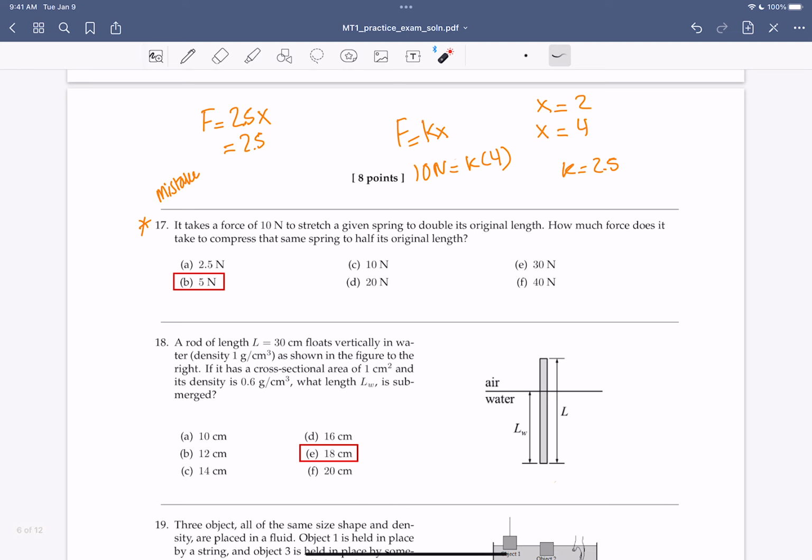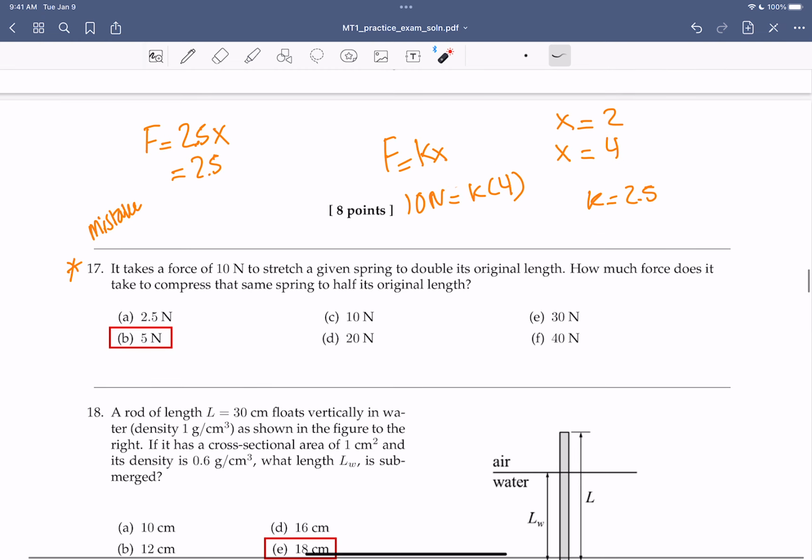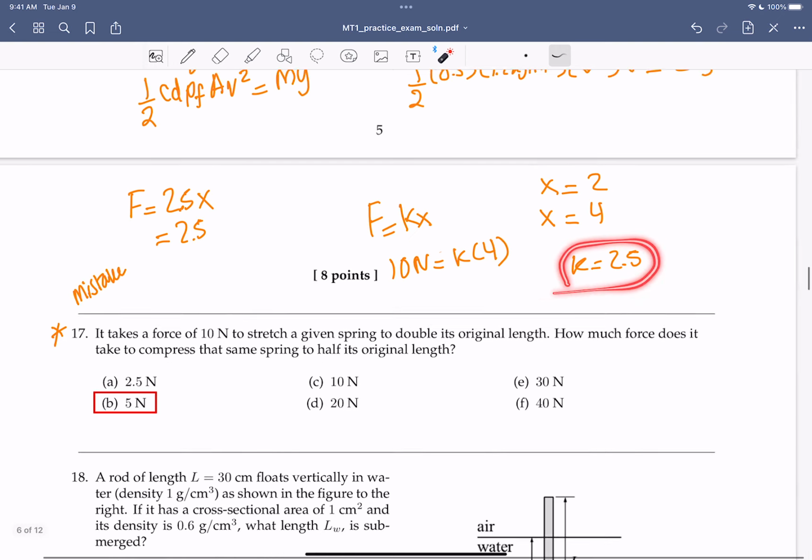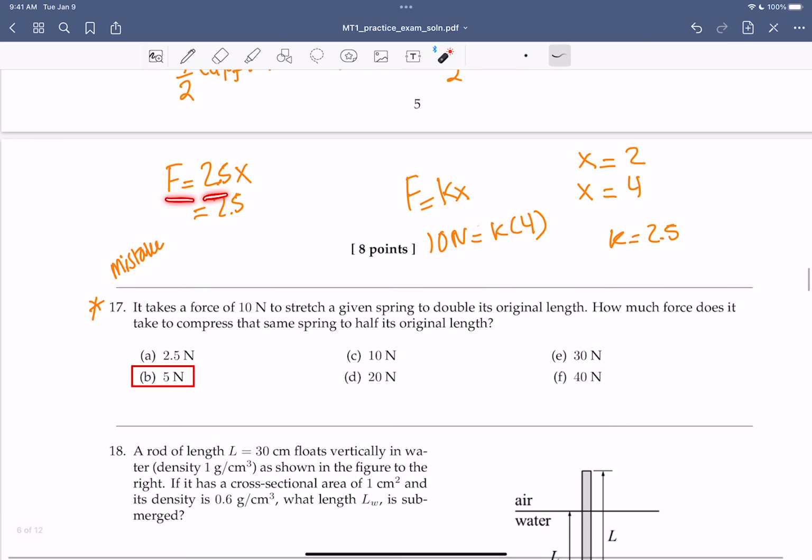I didn't get 5. I got 2.5. This should be a typo. This is a mistake. Because if you were to plug in, say the original length was 2, and I want to double it, it was 4. Well, 4 meters, for example, or 4 centimeters or whatever, is going to occur at 10 newtons. And so then my k, my spring constant, is 2.5. If I plug that into the equation, F equals 2.5x, well, if I have half the original length, that's just 1. So 2.5 times 1 is 2.5.